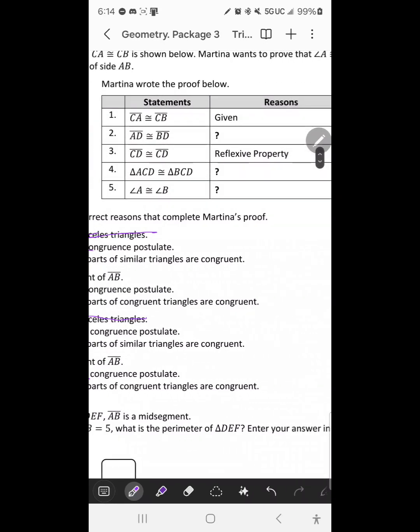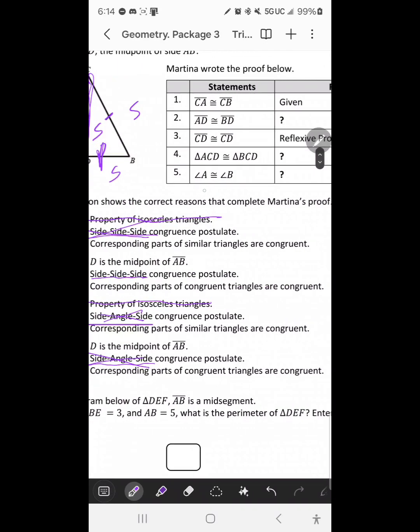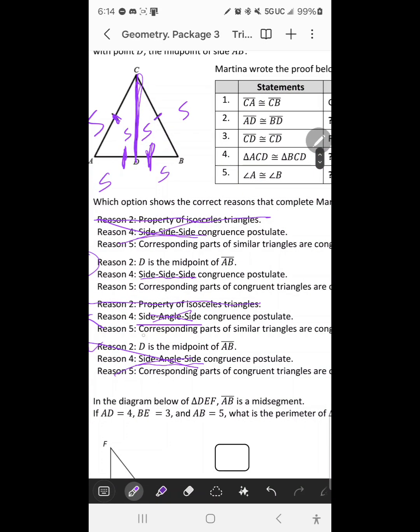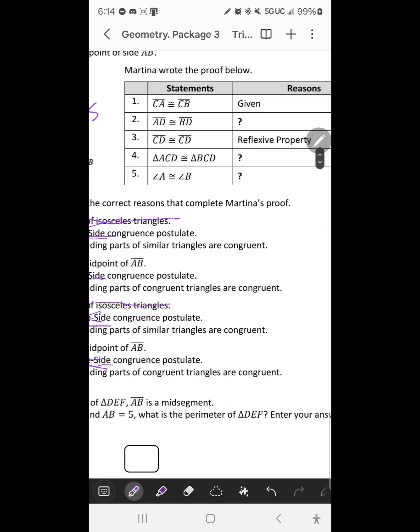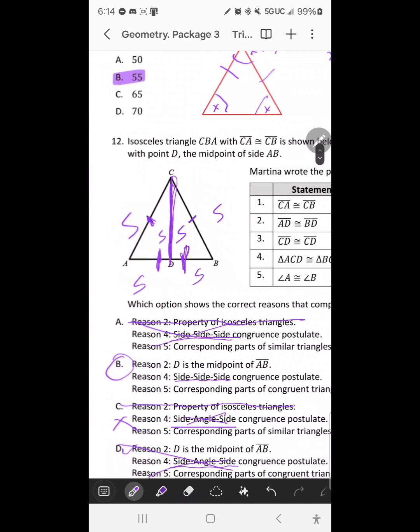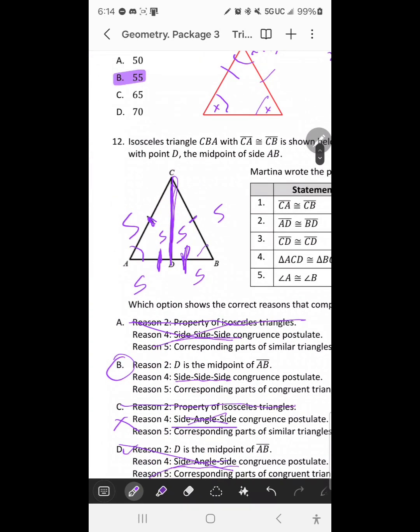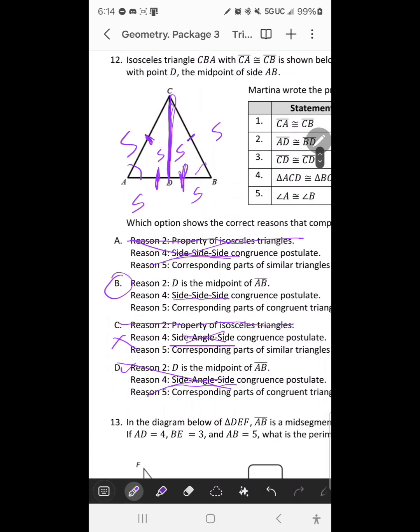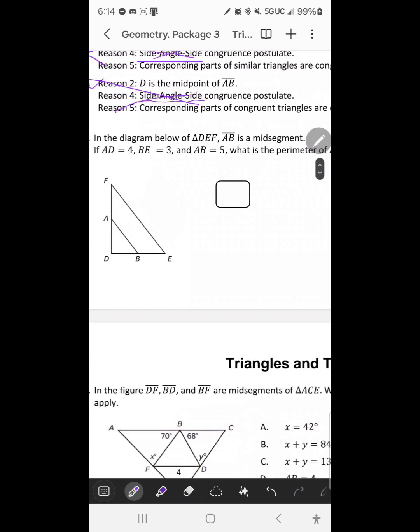Now let's see angle A and angle B. We say the reason is corresponding parts of congruent triangles are congruent. That's true. This part is corresponding to this part. So this is true and B is our answer. Now let's see.